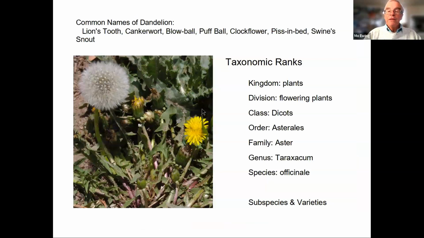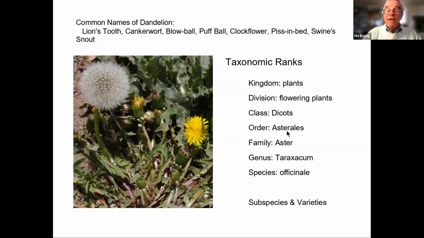So the taxonomic rank of this plant is that it falls into the most general category called the kingdom, and that's plants or animals. And then the kingdoms are broken down into divisions. And the division for this flowering plant is flowering plants. It falls into the class of dicots, and then dicots are split into orders.